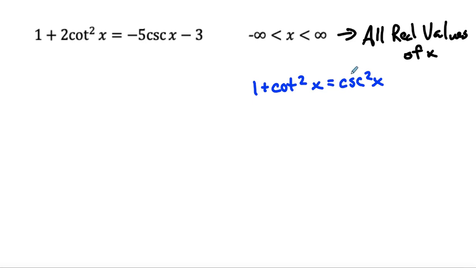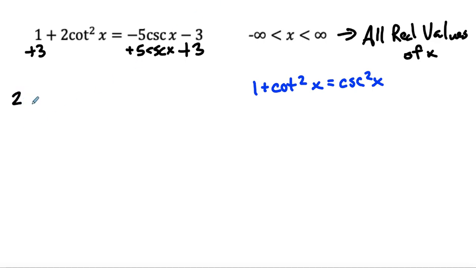Okay, so we know that, right? So if we can get a 1 plus cotangent squared x, well then I can change it to cosecant squared x. But I don't really have that. So I'm going to start by moving everything over here and seeing what happens. Okay, so if I move this over, I got plus 3 plus 5 cosecant x. Because really what you're going to do is eventually solve a quadratic. So it helps if you have everything over on one side.